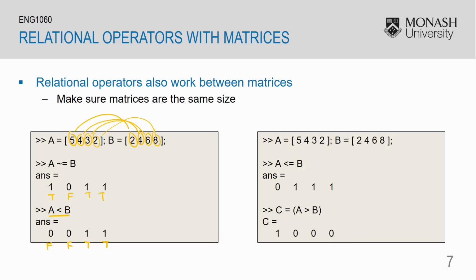These are two more examples that you should go through yourself, where we have A is less than or equal to B, and also A greater than B. Notice that for this example, we have assigned the relational statement to a particular variable called C. Remember, it is always good practice to assign statements to variables.